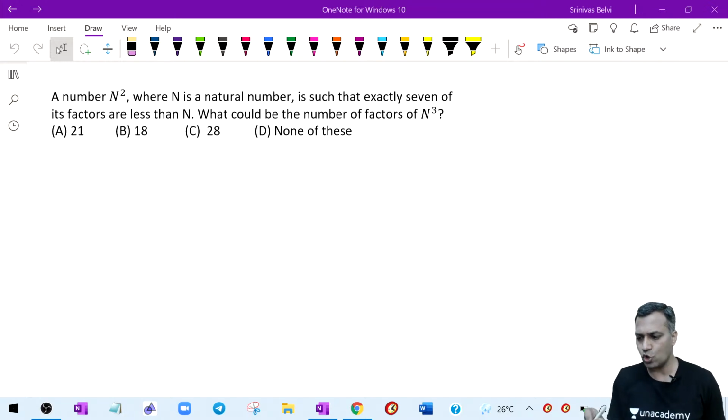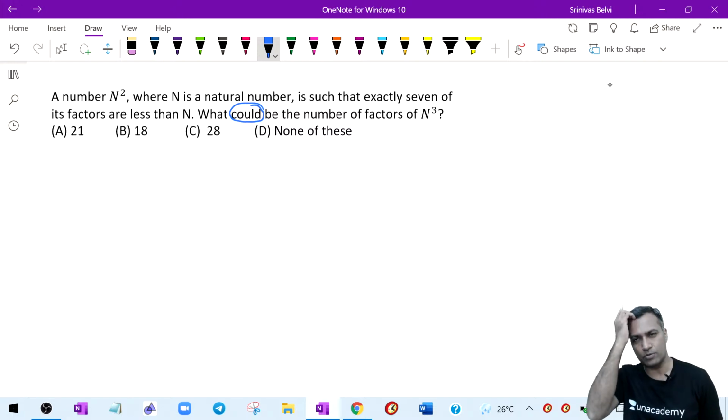All right, now look at this. Could be, possibility. Because we will be in a hurry, even in the CAT we will be in such unnecessary hurry. Look at keywords, always look at them. If they are talking about possibility, they meant something there. What could be the number of factors of n cube? Why is this fellow suddenly talking about a possibility? It means there is no certainty. When they are talking about a possibility, there is no certainty there.